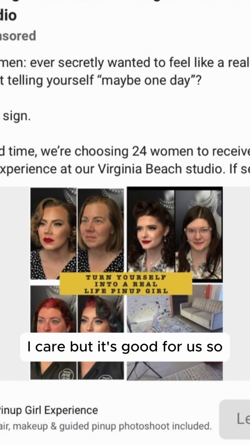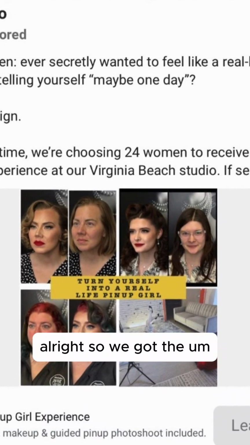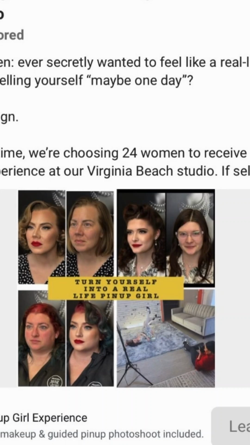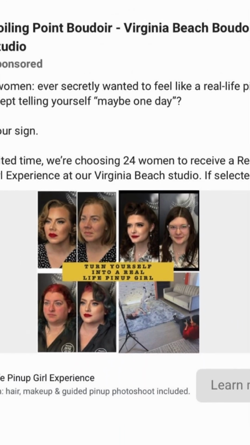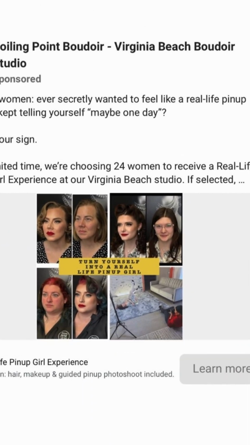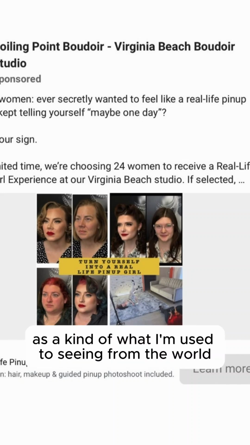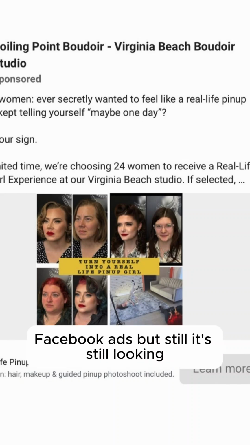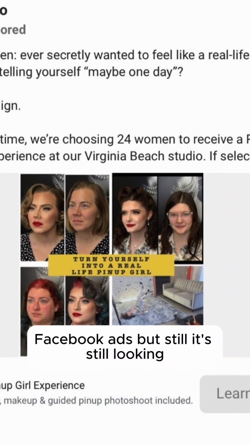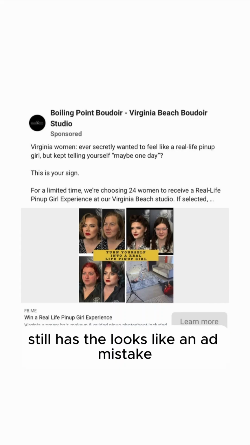All right, so we got the, yeah, this still looks like an ad mistake. Better than normal. Not as much looking like an ad as what I'm used to seeing from Boudoir Facebook ads, but it still has the looks like an ad mistake.